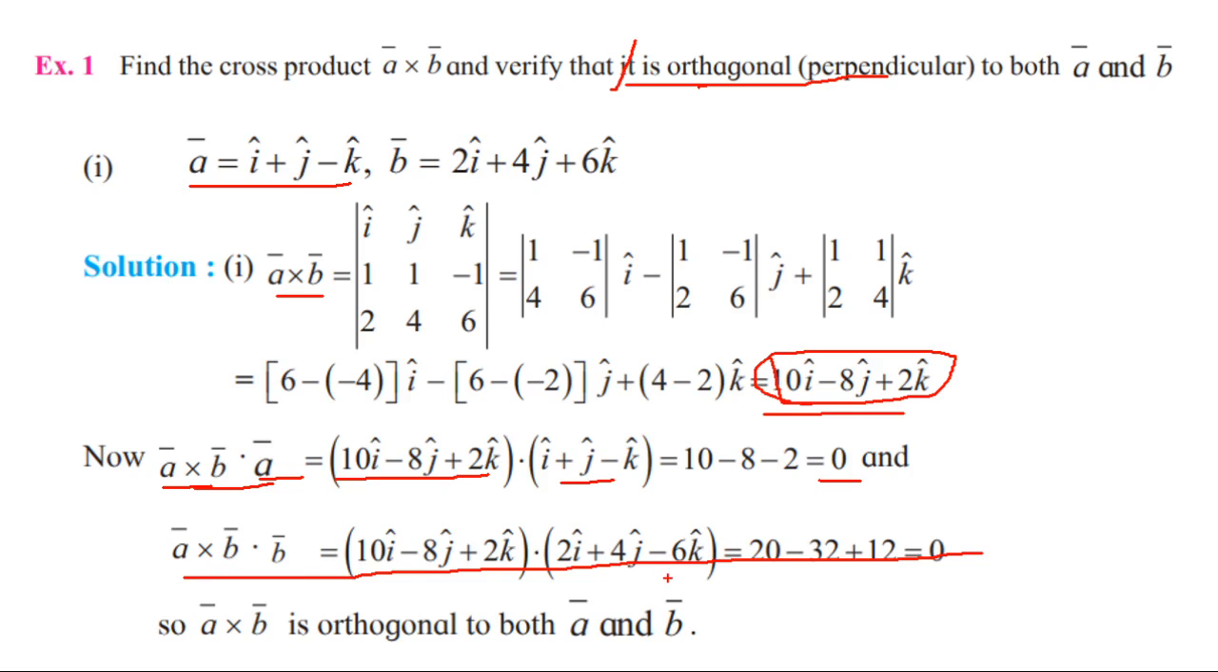Now in the second step I have proved that vector a cross b is perpendicular to b bar also by taking their dot product. So this is how to find the vector product and to show that the product is perpendicular to a bar as well as b bar. Okay.